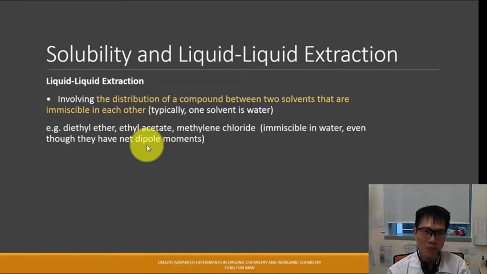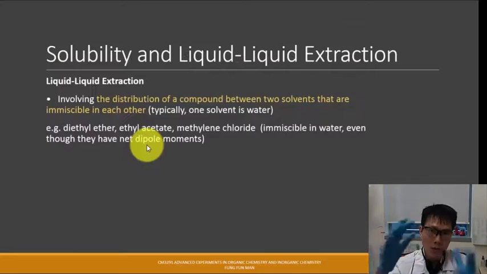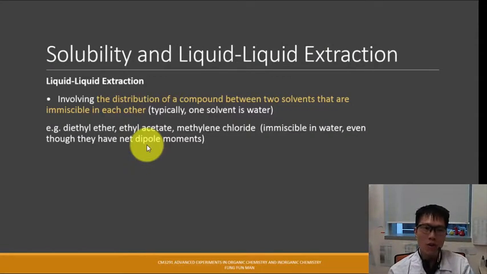So this is a bit about physical chemistry. You compare before and after. Is there any loss in energy of the system? If yes, they will form a homogeneous mixture. If not, they will not combine. They just form 2 different mixtures.